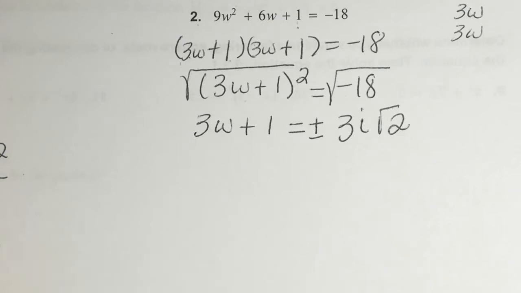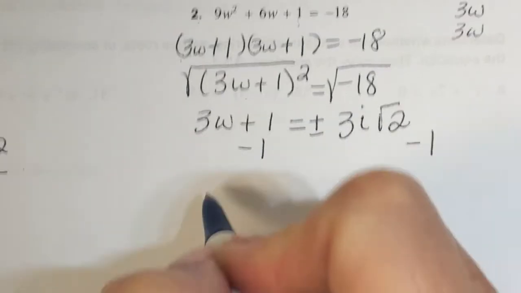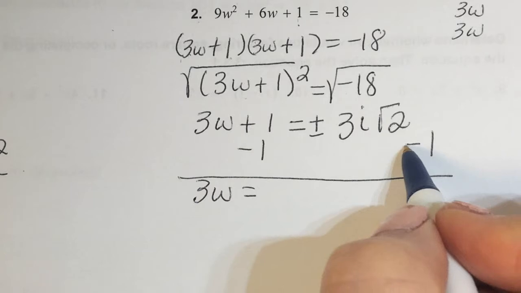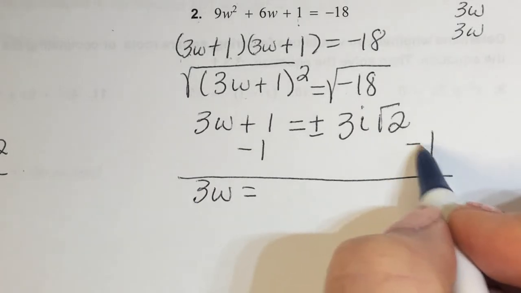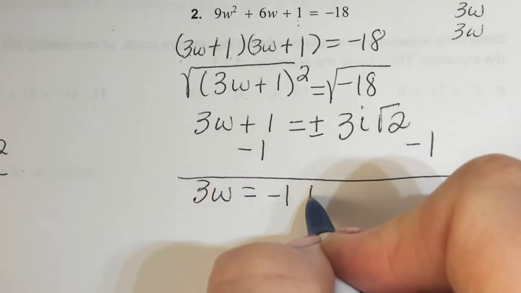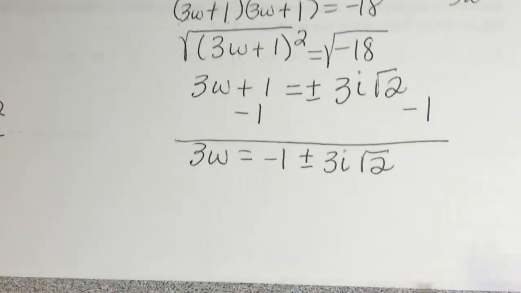Now, we're still not finished. We're trying to solve for w. What are we going to have to do to finish? Subtract the 1. Okay, so now I've got this, 3w equals, remember how we want to put the integer part first and then the radical part second? So we have this.